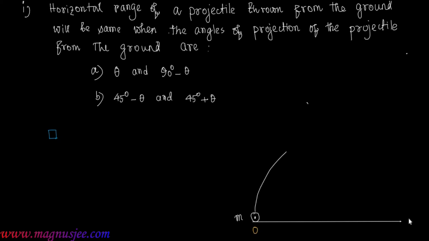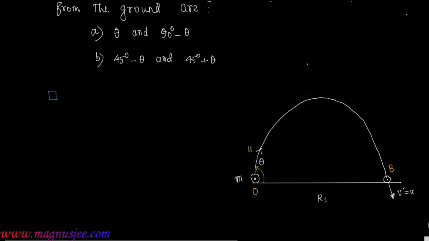initial velocity u, and the projectile describes this type of parabolic trajectory and strikes the ground at the point B. U is the initial velocity of projection of the projectile from the point O at an angle theta with the horizontal direction. At the point B, the projectile strikes the ground with the velocity V prime, such that V prime is equal to U. That means the velocity with which the projectile strikes the ground will be equal to the velocity of projection.